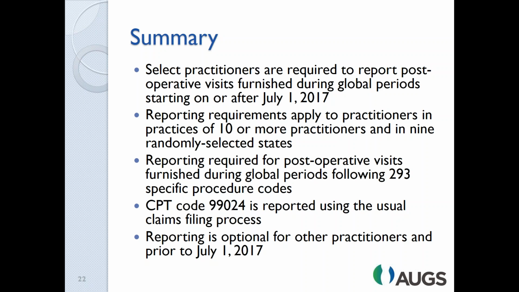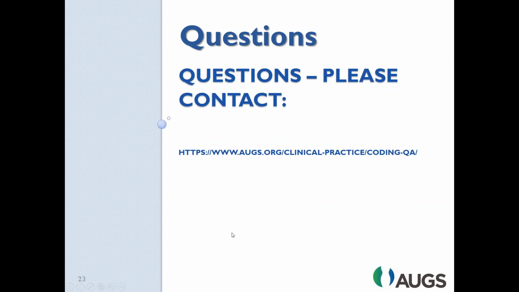You will be required to report all post-operative visits for the 293 procedures that were selected, of which we believe there are approximately 3 surgical procedures that OGS members perform, and you will need to report all the post-operative visits on those patients. You'll be reporting the visits using 99024. And if anyone else would like to report or did start to report prior to July 1st, 2017, that's great. But it was optional, and you shouldn't be concerned if you didn't do it. So that's the situation at hand with global surgical package reporting.